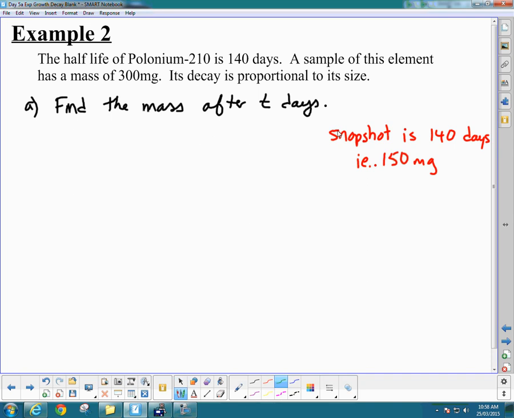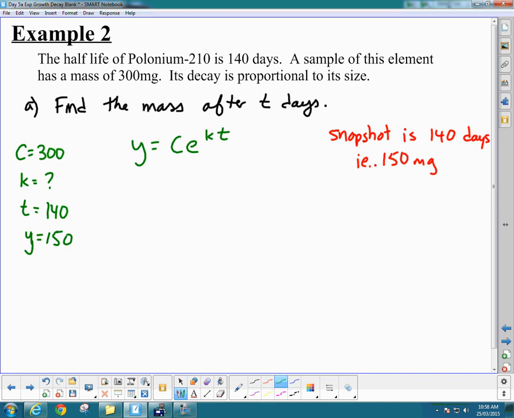So that's going to be our snapshot to get our proportional value, or our K. We're going to use the same equation. The fact that it's decaying will be considered in the K value. The C is 300. We start with 300. The K is what we have to figure out right away. We'll use this particular snapshot to get the K. In this snapshot, we're talking 140 days, and the Y at 140 days is half of the original, so 150.